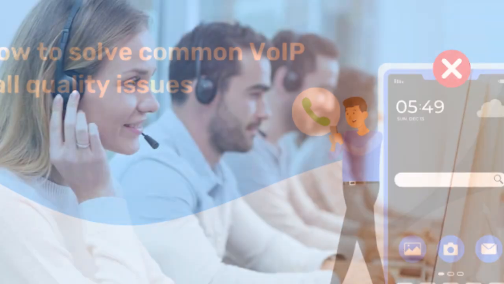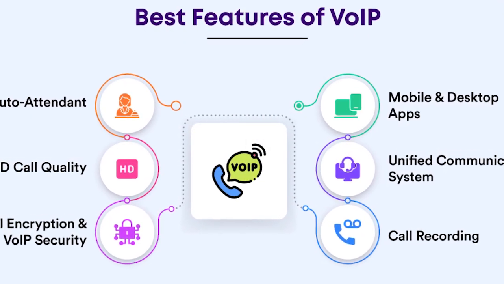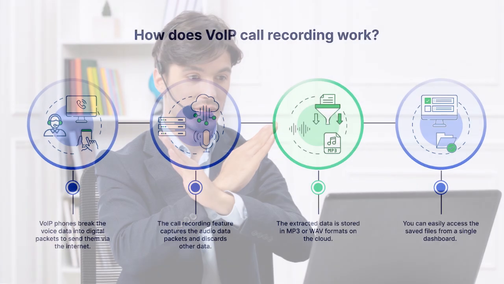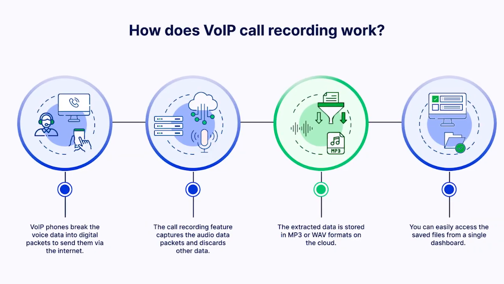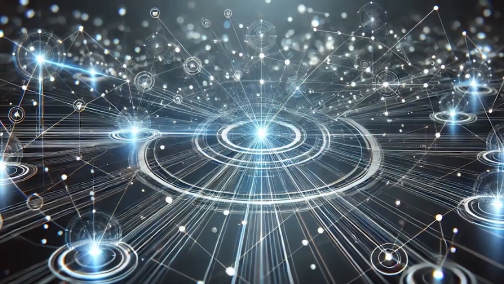Environmental factors also play a subtle role. For example, if employees are working in noisy environments without noise-canceling equipment, background sounds can reduce perceived call quality. Similarly, power outages without backup solutions can take VoIP systems offline entirely, unlike analog phones that work during blackouts.